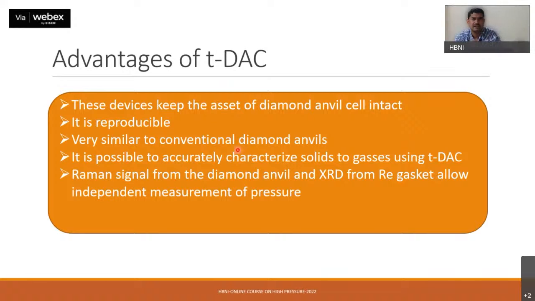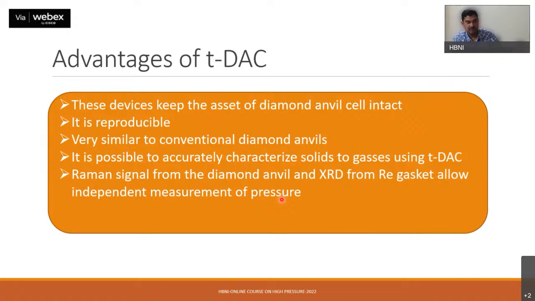Yeah, this slide only. Next, the advantages of t-DAC is that in these devices, you really keep the asset of the diamond anvil cell intact. So you can use many lab-based experiments using these kind of diamond anvil cells, and these are reproducible and very similar to the conventional diamond anvil cells. And you can even accurately characterize solids and all kinds of samples like gases using these cells. And you can even record Raman signals from the diamond anvil, and XRD from the rhenium gasket can allow independent measurement of pressure.